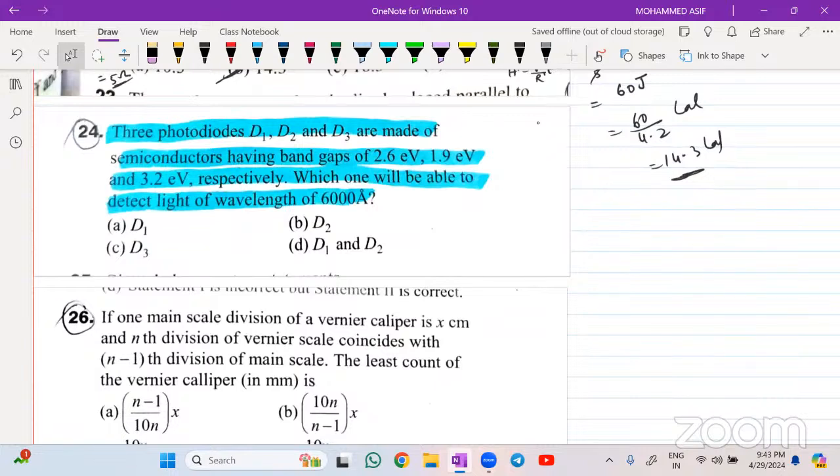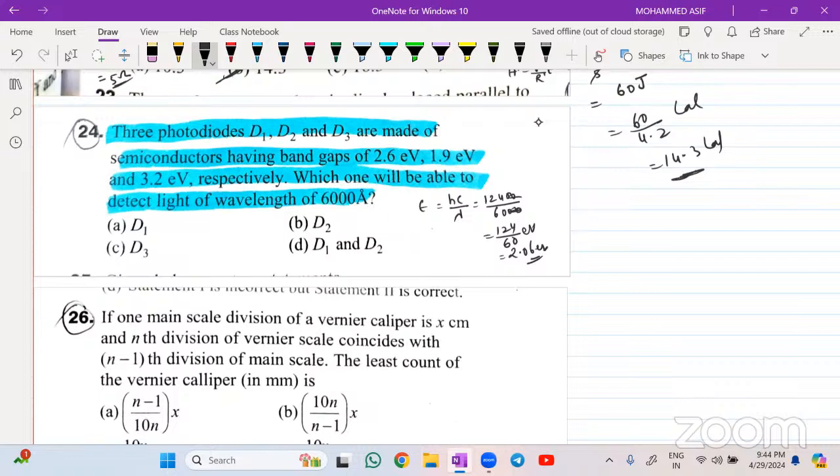Question 24. Anyone? Three photodiodes D1, D2, D3 are made up of semiconductors having the band gaps of 2.6, 1.9, 3.2 electron volts. Which one of these is able to detect the light of wavelength 6000 angstroms? We have to find energy. How will you find the energy of incident light? E is equal to hc divided by lambda. What is the value of E? 12400 divided by 6000. The zeros will go, so it is 124 divided by 60. How much is it coming? It comes in electron volts. This will come out to 2.06 electron volt.